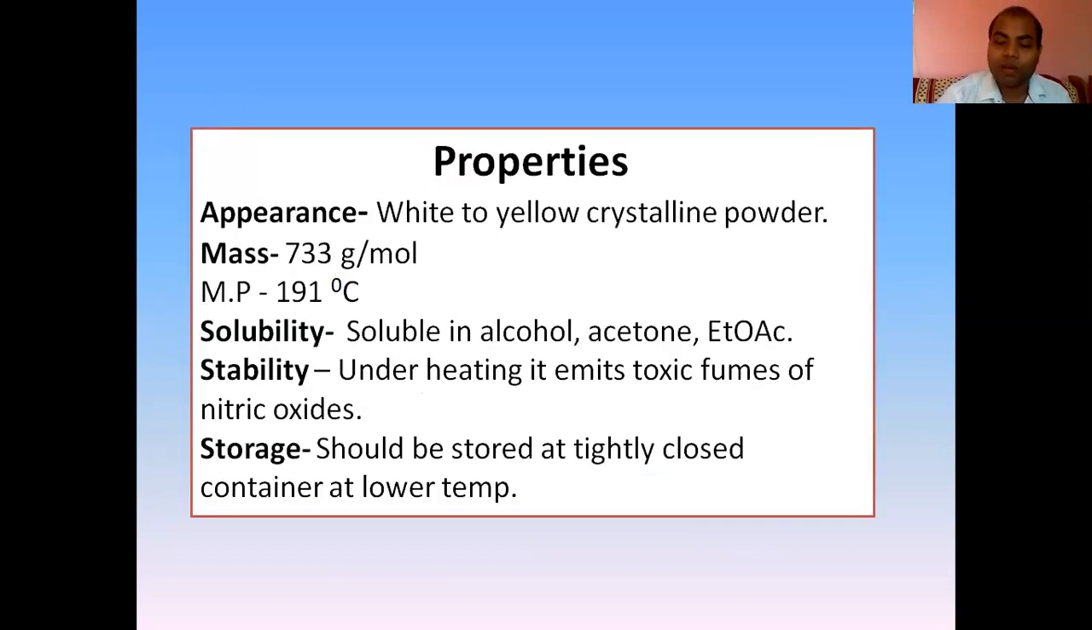Okay, so in terms of properties, these are white to yellow crystalline powder with a mass of 733 gram per mole. So see, this is a big structure with a mass of more than 500, and a melting point of 191 degree centigrade. Solubility: this is soluble in acetone, alcohol, and ethyl acetate. And in terms of stability, due to the presence of nitrogen, it can emit toxic fumes of nitrogen oxide, nitric oxide, and for stability, it should be stored in a tightly closed container at lower temperature.